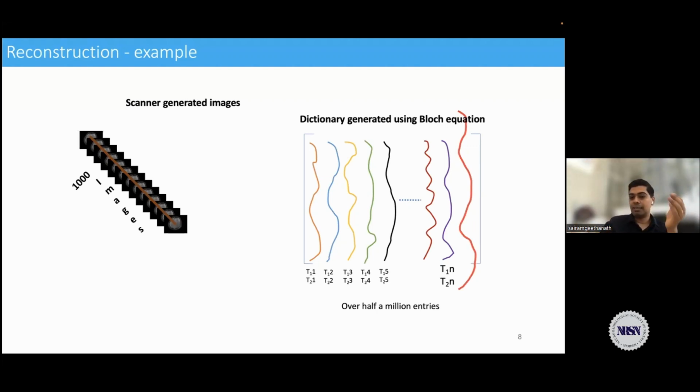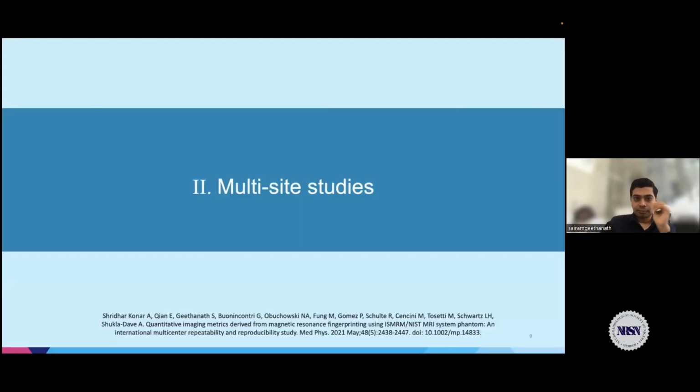So that is, or CEST imaging in general, but that dictionary matching is the reason why it's called fingerprinting, because you are matching the voxel intensities over these 1,000 images or n number of images to a fingerprint that you already have created in your dictionary or your database.